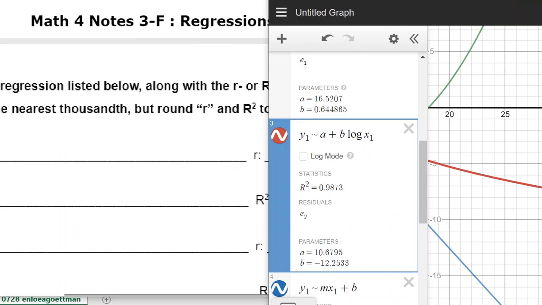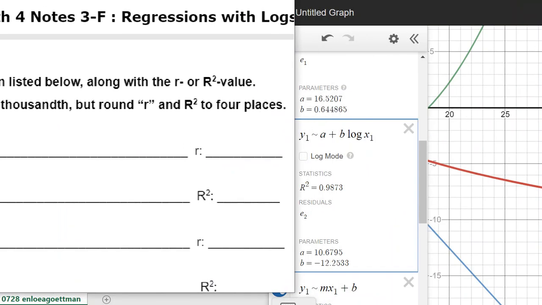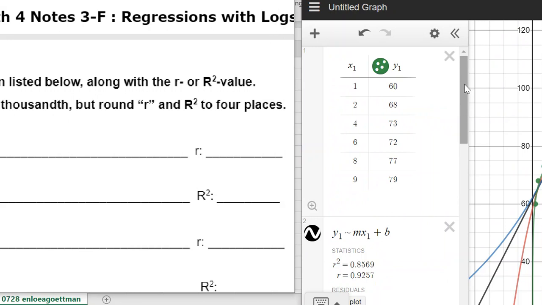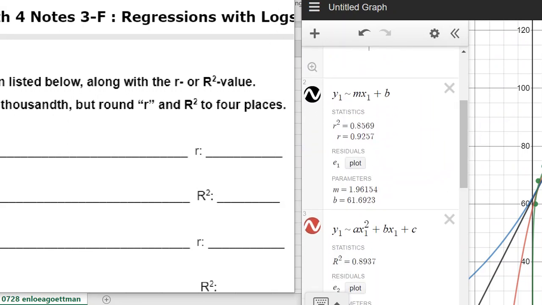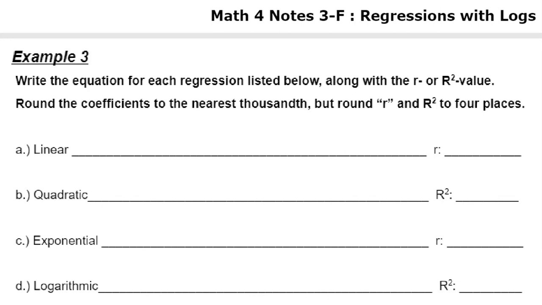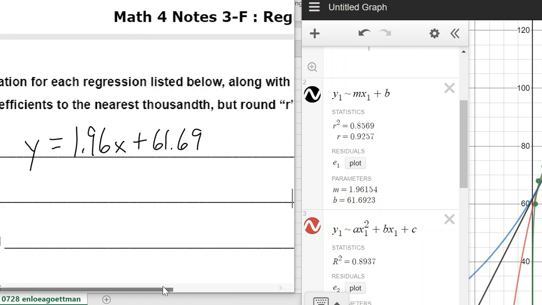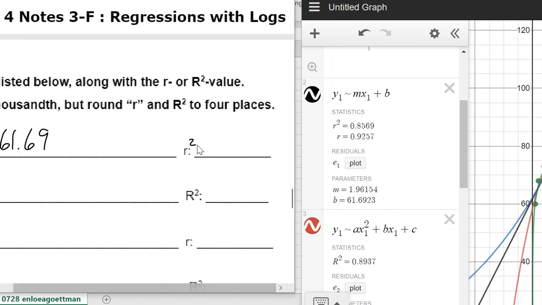And so I'm going to move that over there, and this is going to come over here. This is the data set. I'm going to start with linear. Linear in this case is black. We're going to say y equals 1.96x plus 61.69. And then we're going to come over here and say that the r squared value was 0.8569, which is not bad.